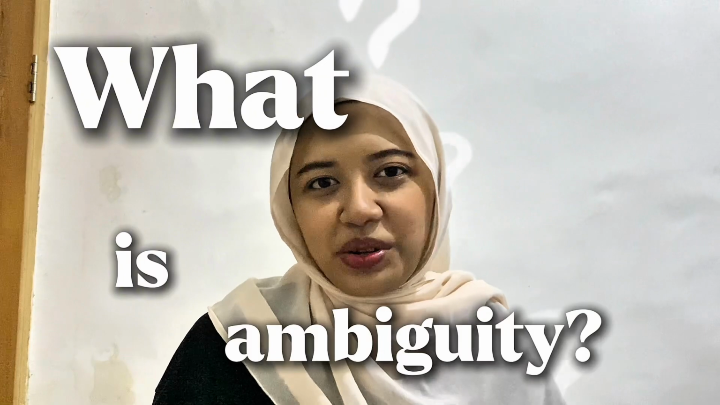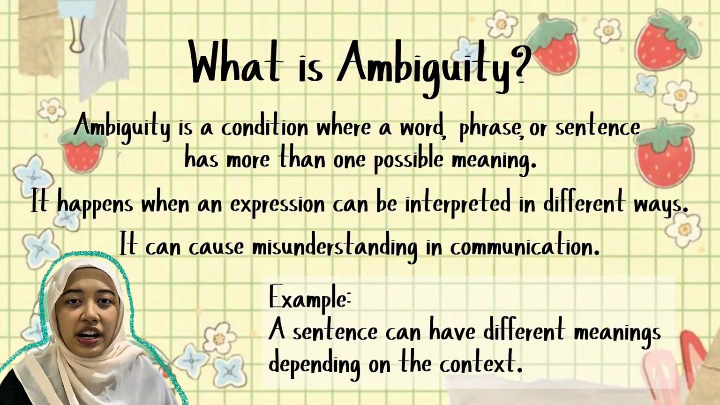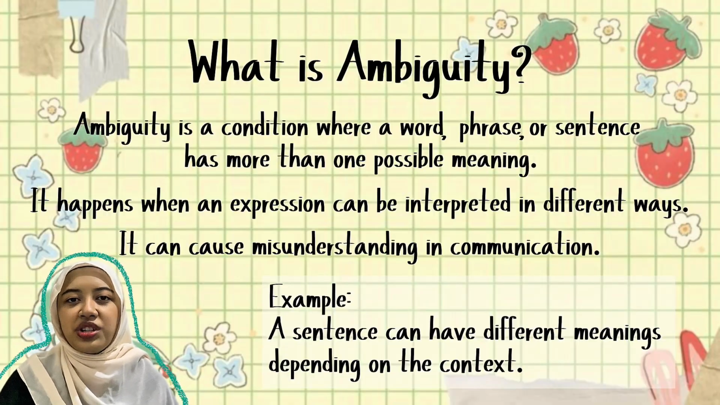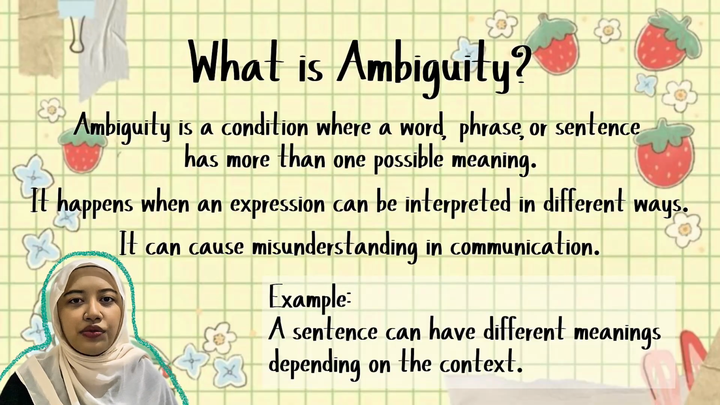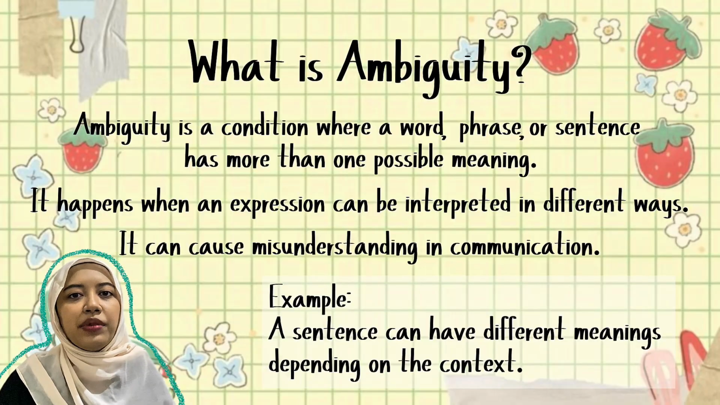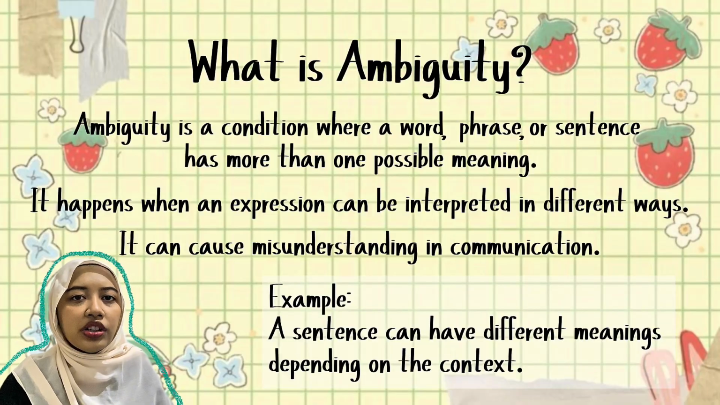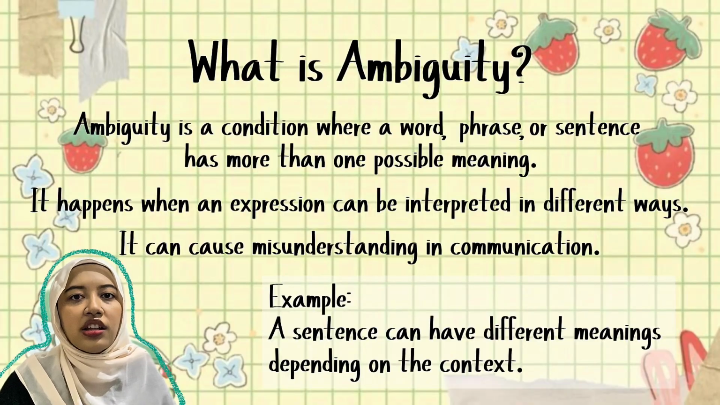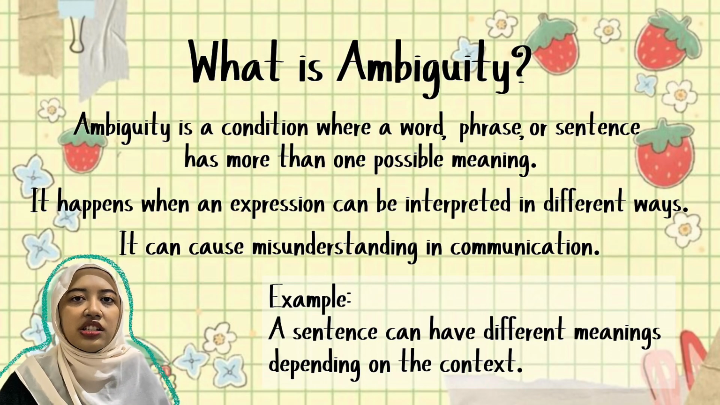First, what is ambiguity? Ambiguity is a condition where a word, phrase, or sentence has more than one possible meaning. In semantics, ambiguity happens when an expression can be interpreted in different ways by different people. Sometimes ambiguity happens because a word has multiple meanings or because the structure of the sentence creates different interpretations. This can cause misunderstanding if the context is not clear.